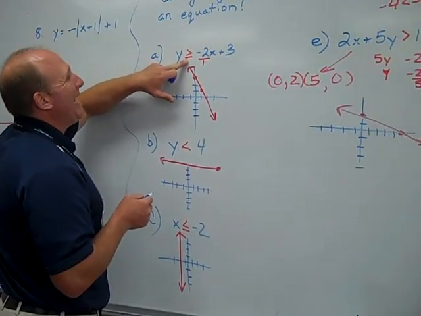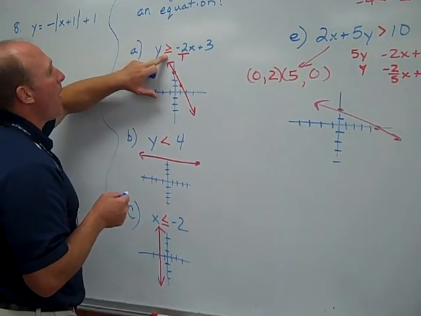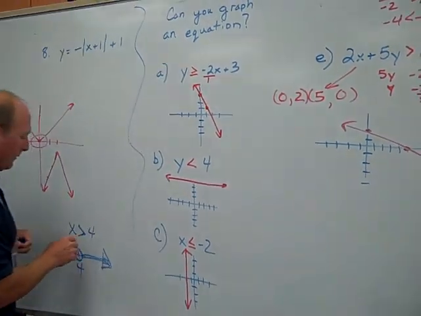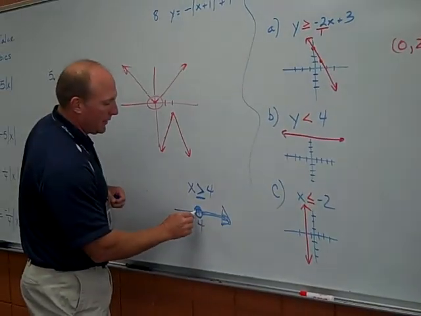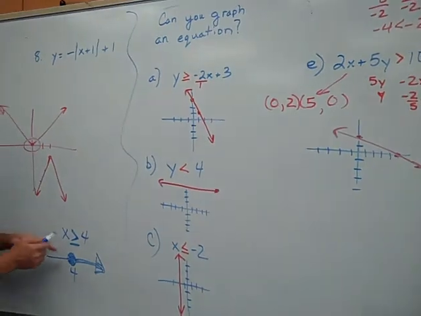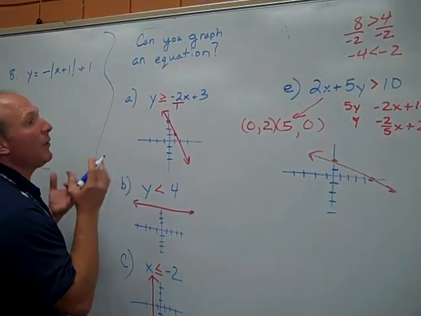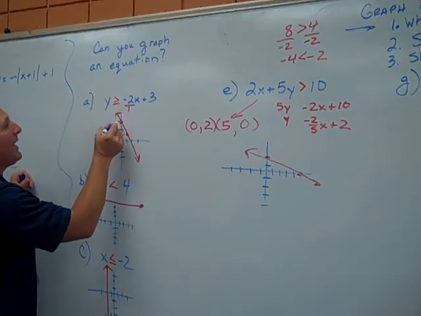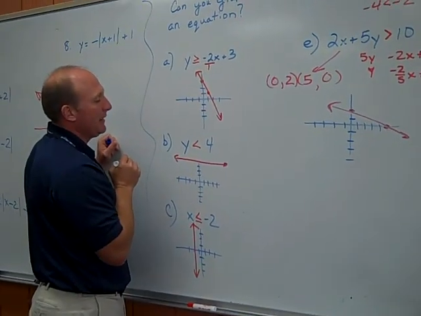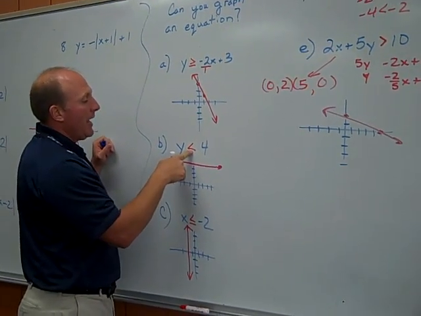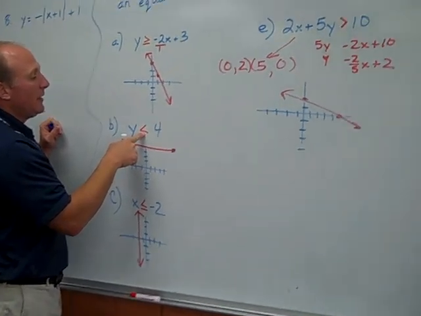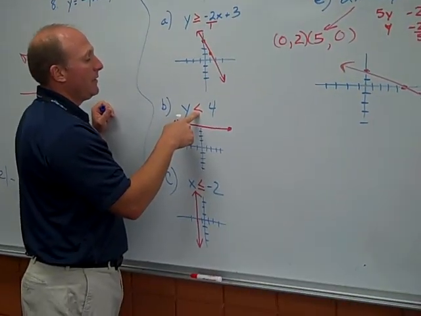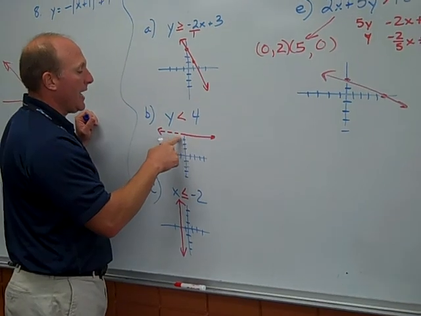Greater than or equal to. So we are including. Remember, with an equal to, we include it. So guess what? Solid or dotted boundary lines. If you have a greater than or equal to, we are going to be solid. If you have a less than or a greater than with no equal, we are going to go dotted.